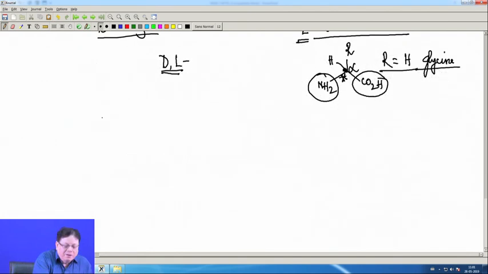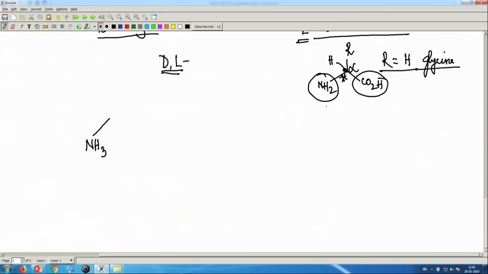Okay. So, now if you take an amino acid and put it in an acidic medium, suppose a pH of say 1, in a pH 1 aqueous solution, then the NH2 will basically be protonated, because this is an amine, and that will be NH3 plus.